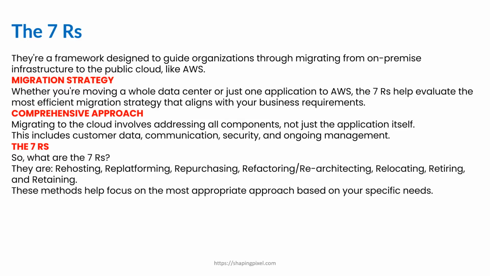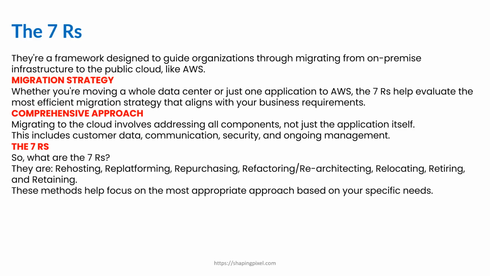The 7 R's. Curious about the 7 R's and why they exist? They are a framework designed to guide organizations through migrating from on premises infrastructure to the public cloud like AWS. Whether you're moving a whole data center or just one application to AWS, the 7 R's help evaluate the most efficient migration strategy that aligns with your business requirements.